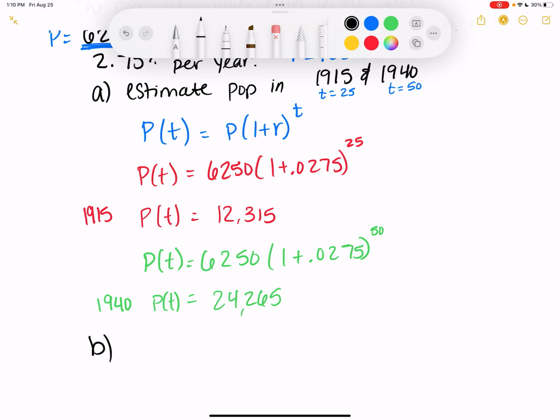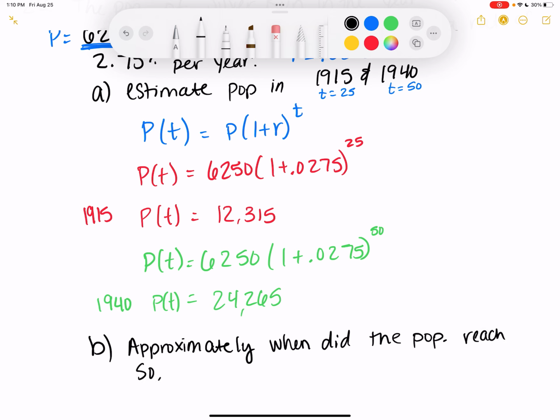All right. Then part B of this problem says approximately, when did the population reach 50,000?